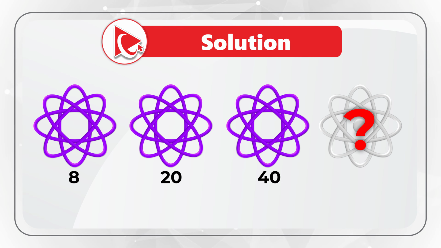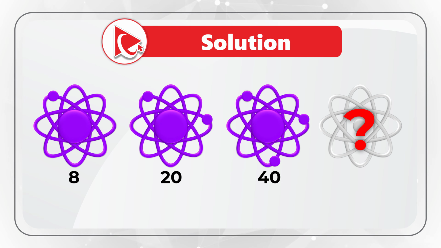Let's look closely at the shape here. The shape consists of small spheres, and the number of spheres increases with every shape. First shape has 1 sphere, second shape has 2 spheres, and third shape has 3 spheres. So we can reasonably conclude that the fourth and missing shape will have 4 spheres.